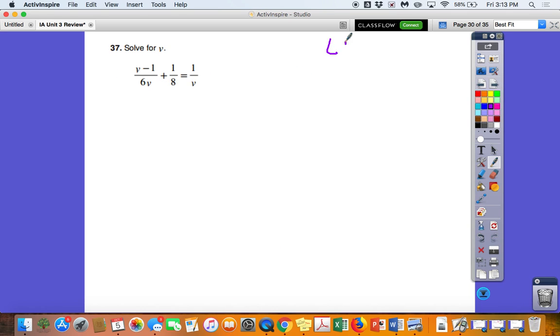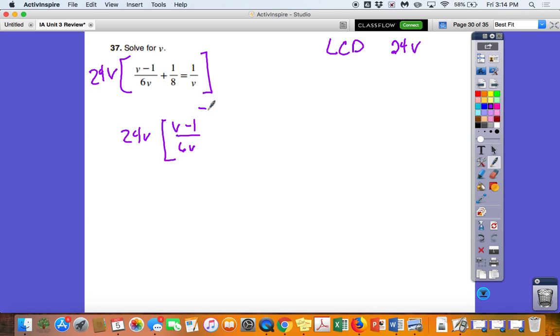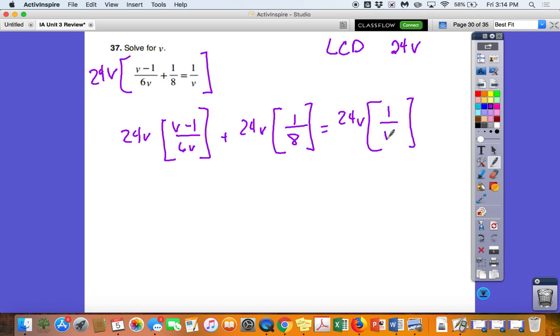Common denominator, least common denominator. What is the smallest number that both 6 and 8 go into? Hopefully you're thinking 24. And we have v's. So as long as we got 24v, we should be good. So we want to multiply everything by 24v. So I'm going to do 24v times v minus 1 over 6v plus 24v times 1 over 8 equals 24v times 1 over v.